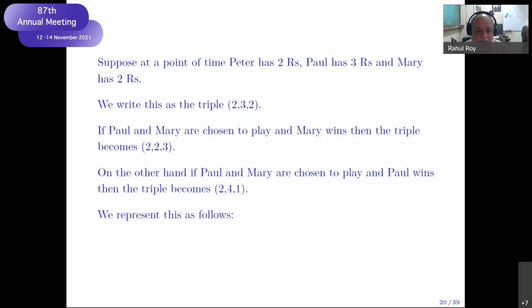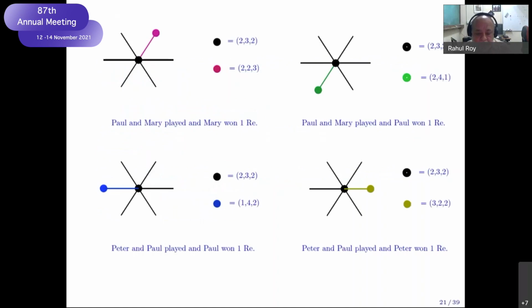3. And similarly, if Paul and Mary play next, from here, then the triple could become... sorry, if Paul had 1, then the triple would become, okay, so this is what's happening. This red line says that Paul and Mary played and Mary won. So from 2, 3, 2, if I call this coordinate 2, 3, 2, it has moved to 2, 2, 3. And if Paul had 1, this will move to 2, 4, 1. That's exactly this. Similarly, if Peter and Paul played, then we'll go along this line. And if Paul won, then this would be the case, 1, 4, 2. And if Peter won, then this would become 3, 2, 2.